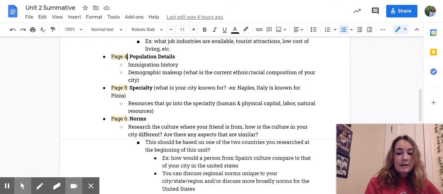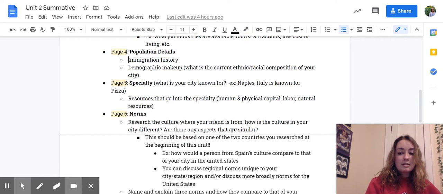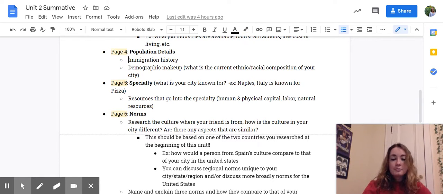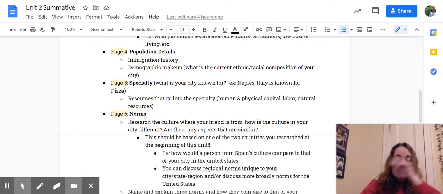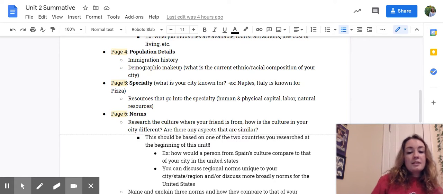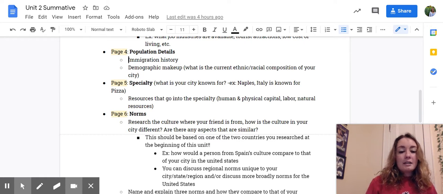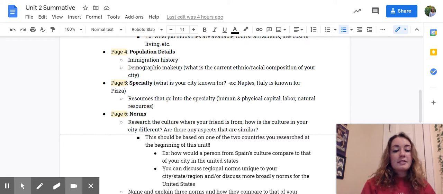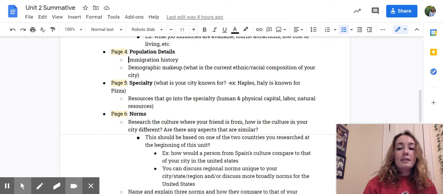Okay, page 4 is population details. So you're going to go over the immigration history. So look at what groups came in. So for example, Milwaukee has a really big German population. So you can talk about, if you're doing Milwaukee, there was a really big German population. Then we had a lot of migration in the 70s with the Great Migration of African Americans coming from the south to the north. Then you can talk about now we have more Hispanic and Hmong American populations moving in. So kind of just give an overview of the different patterns of immigration for your city.